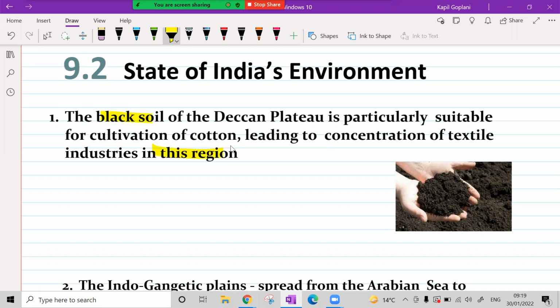So see, the reason why a particular region is famous. The Deccan Plateau, if you see overall in your geography, you have heard about it when you studied in your previous classes, the Deccan Plateau was famous for the cultivation of cotton. And if cultivation of cotton is very much in that particular region, then industrialization related to cotton will be there in that region at most.